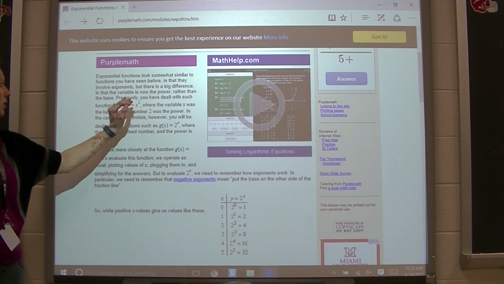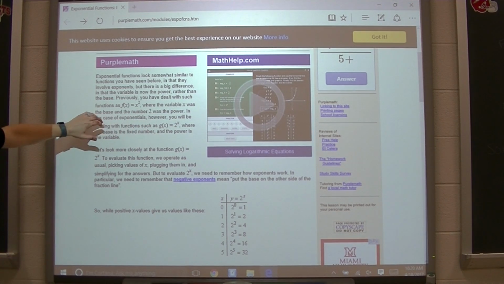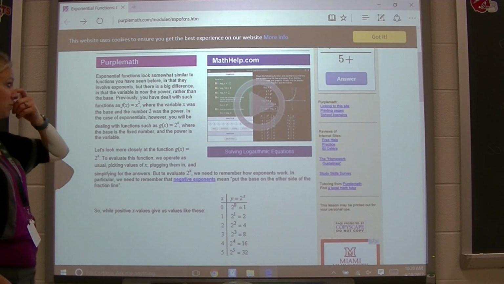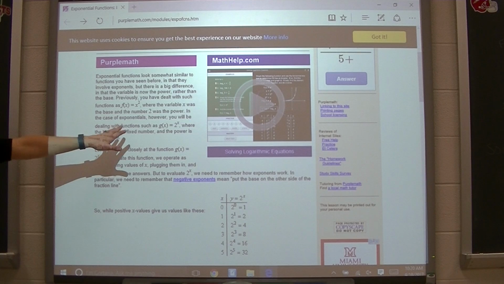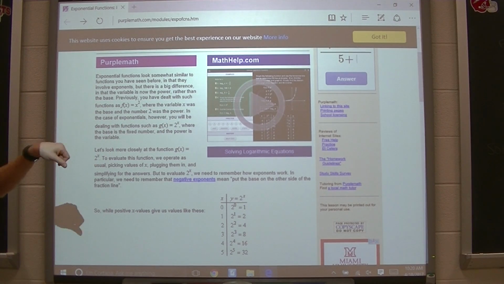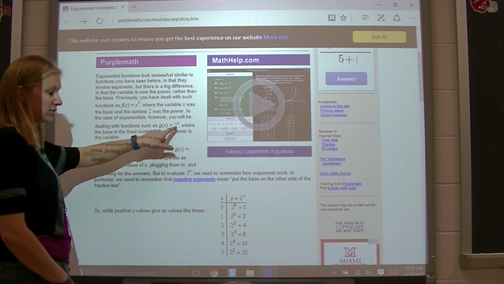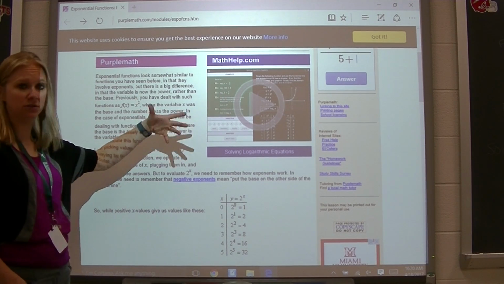So previously we've dealt with such functions as f of x equals x squared, where the variable x was the base and the number 2 was the power. In the case of exponentials, however, we're going to be dealing with functions such as g of x equals 2 to the power of x, where the base is a fixed number, so this number is constant, and the power is the variable, so that's what is changing.